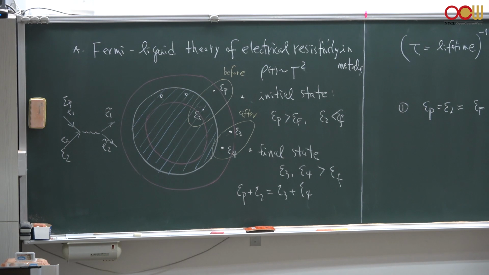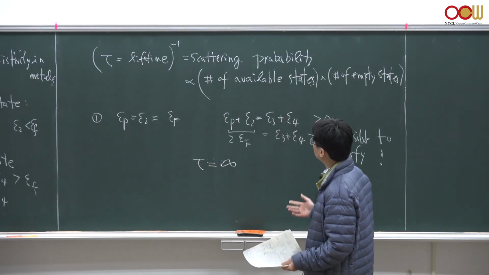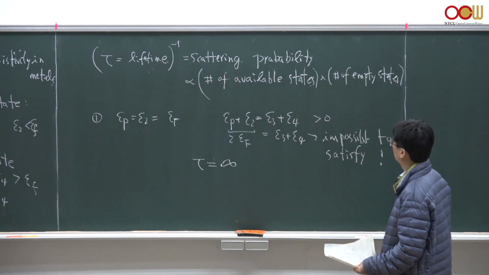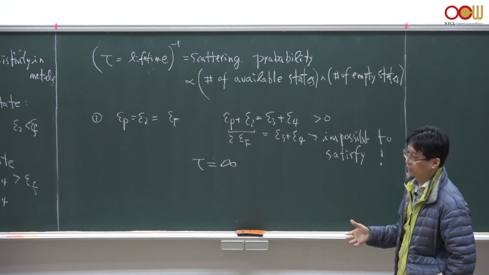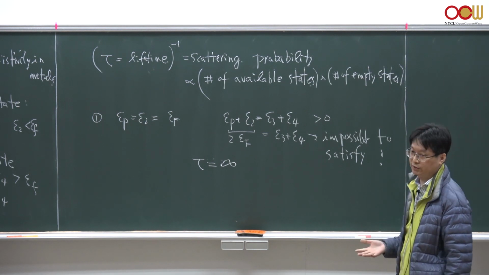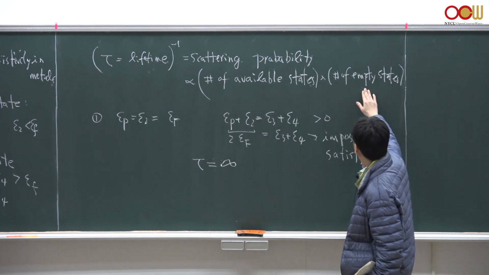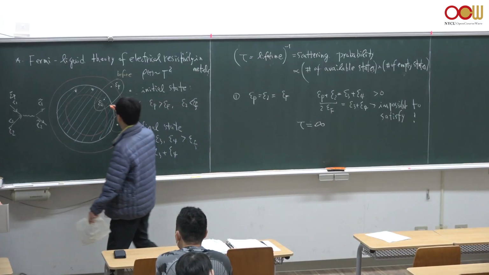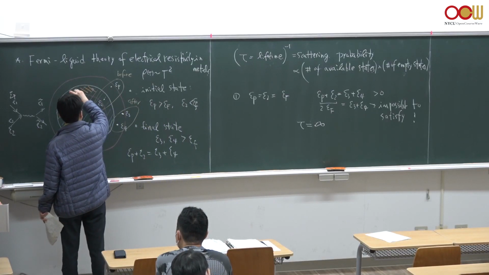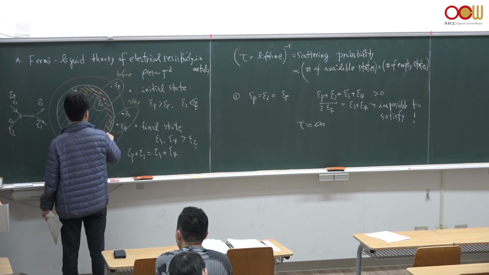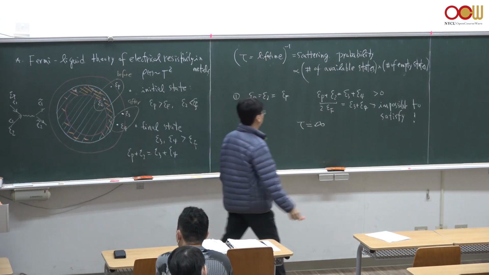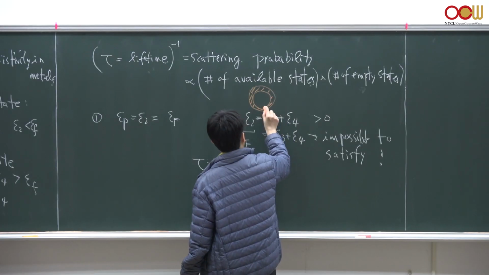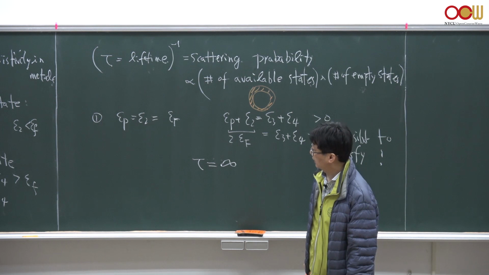So now let's estimate the probability of such a scattering event, which is the inverse of the lifetime. The inverse of the lifetime is the scattering probability, which involves two processes. First, you need to estimate the number of available states, and also the number of empty states. The number of available states is nothing but the number of states inside this inner shell, this orange area, where you can pick any state you like to be epsilon 2, for example.